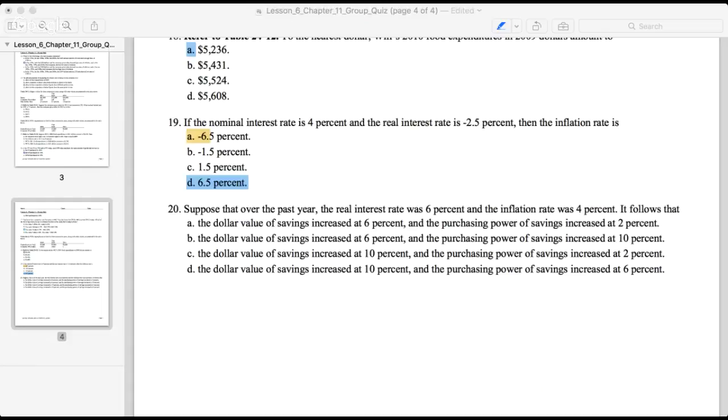The interest rate is 6%, and the inflation rate is 4%. The dollar value of savings increases at 10%, and the purchasing power of savings increases because the real interest rate is already adjusted. I've got D. I guess the inflation rate. So the dollar value of savings is 10%. Suppose the real interest rate is... Okay. Yeah.